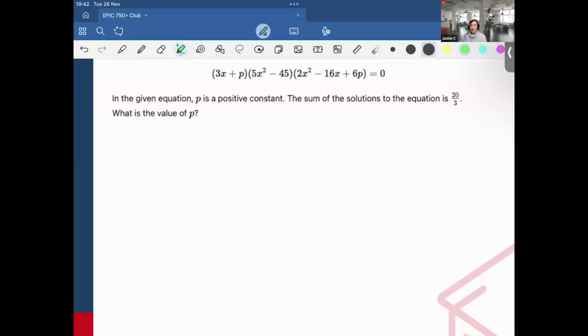Amazing. More challenging questions worth noting. Here it says in the given equation, p is a positive constant, and the sum of the solutions to the equation is 20 over 3. What is the value of p? In quadratic equations, there is a shortcut for the sum of solutions, but this is not a quadratic equation.